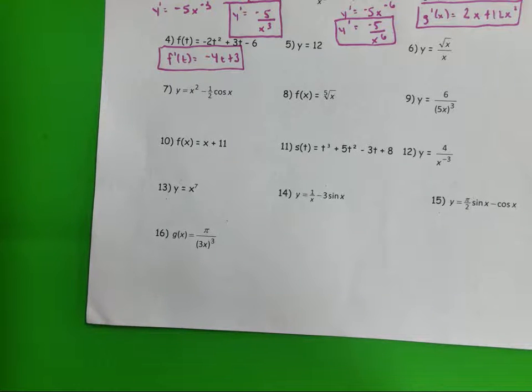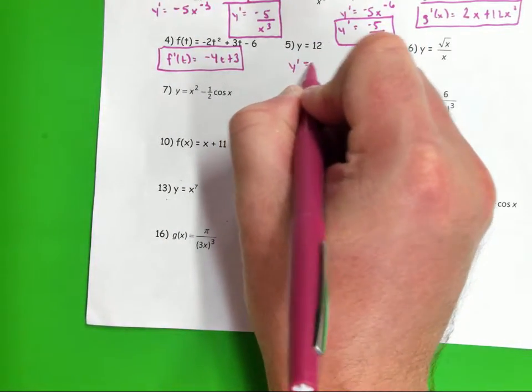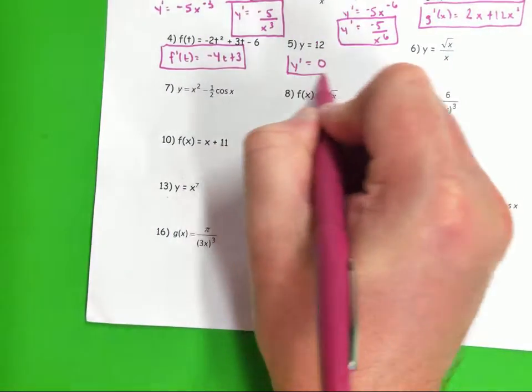Number 5, I don't have to worry about rewriting any radicals or any variables in the denominator, so I'm ready to find the derivative. y prime, that is a constant number, is just equal to 0.